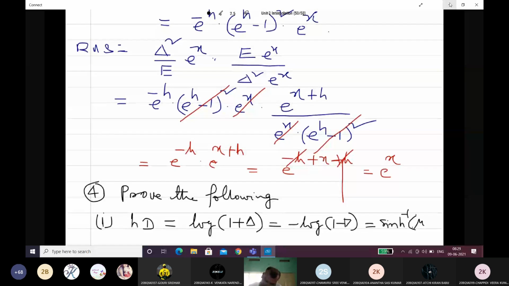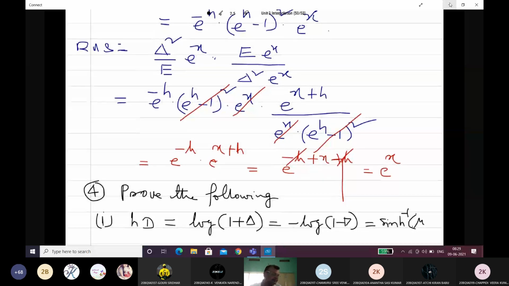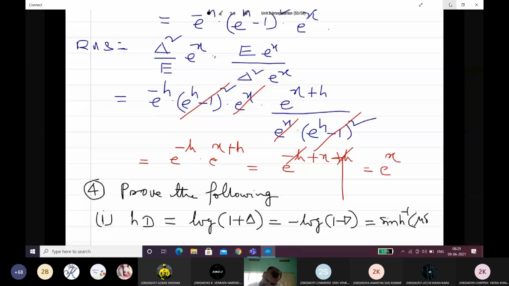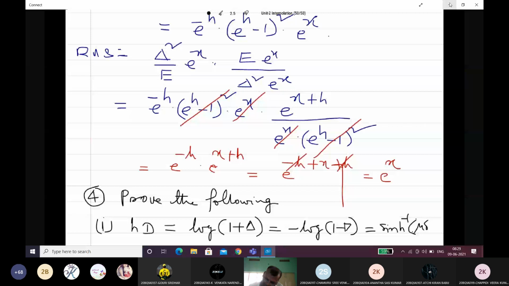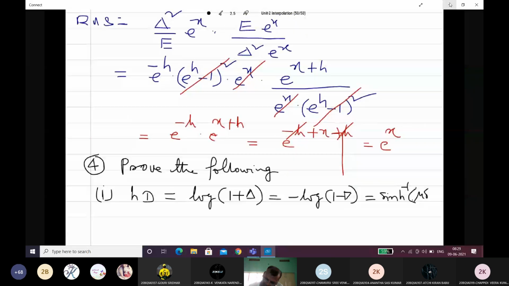And the second one, e power 1 by 2 plus e power minus 1 by 2 into 1 plus delta whole power 1 by 2 is equal to 2 plus delta.